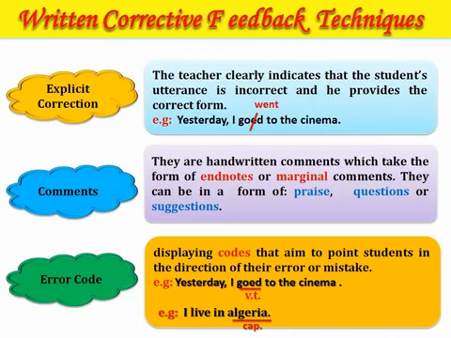Now we're going to look at some of the techniques used while providing feedback on learners' pieces of writing. The first one is explicit correction. The teacher clearly indicates that the student's utterance is incorrect and he provides the correct form. As shown in the example, "yesterday I go to the cinema." The teacher here crosses out the mistake in the verb tense and he directly provides the learner with the correct answer.